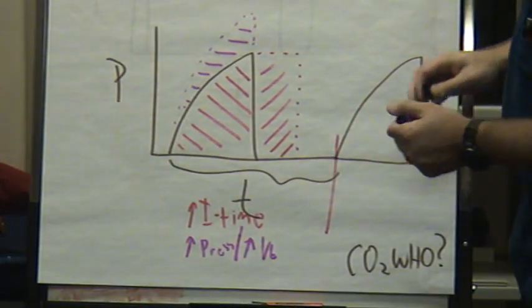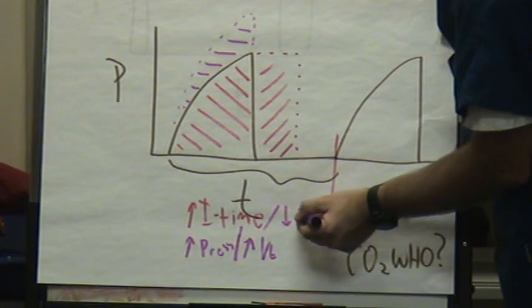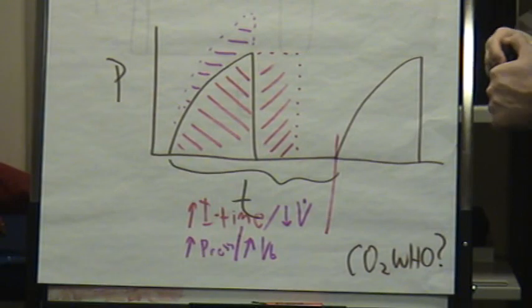So it depends on what flavor vent you're on. You can increase the eye time, I should've written this out here, or you can decrease the flow. That's a little flow symbol there. So you can decrease the flow. So those are some choices.